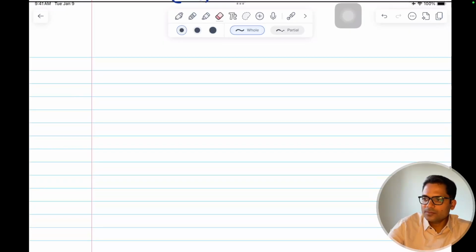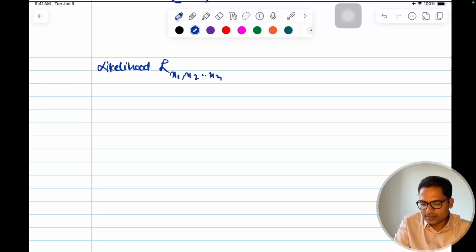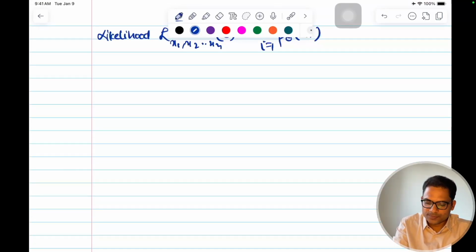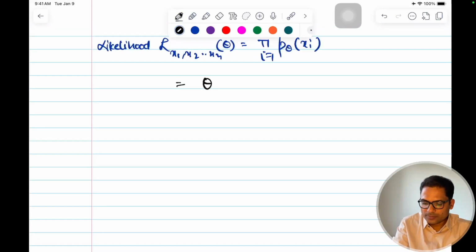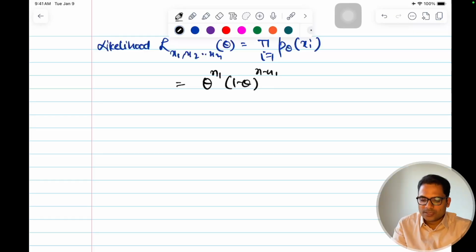Let's see. My likelihood would be, I'll put all the formula here. Likelihood L of x1, x2, xn for this parameter theta would be equal to the product from i equal to 1 to n of probability of theta, xi. I'll be fast now, since this is just a repetition of what we have done. From Bernoulli, this is equal to theta to the power n1 into 1 minus theta to the power n minus n1: success count, failure count, total. This is the probability of success and the probability of failure.